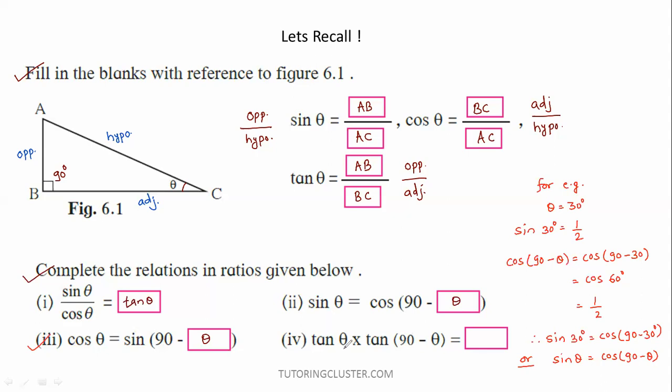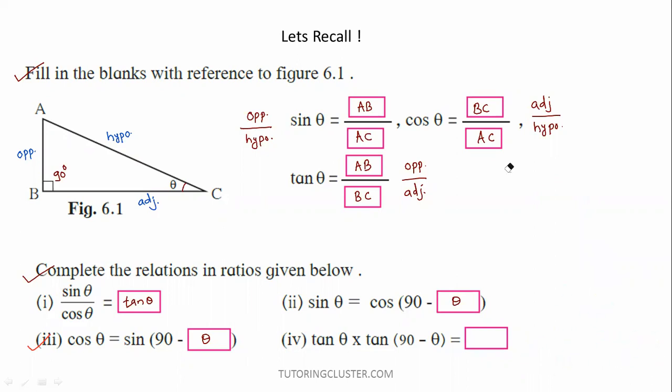Now, what is tan theta into tan of 90 minus theta? Okay. Now, tan of 90 minus theta, I hope this explanation is clear. See here. Tan of 90 minus theta is nothing but cot of theta. Okay. Now, tan theta into cot theta is equal to 1. Okay, so in the coming slide, we are going to learn three more trigonometric ratios, that is cosec theta, sec theta and cot theta. So at that time, this thing will be more clear to you. So I hope both the questions are clear.